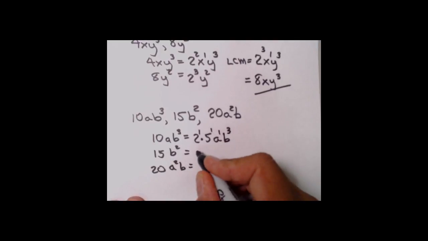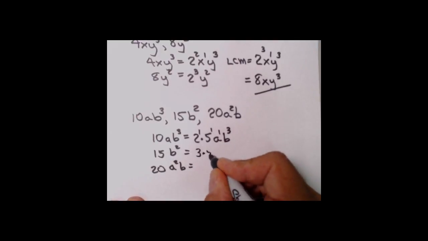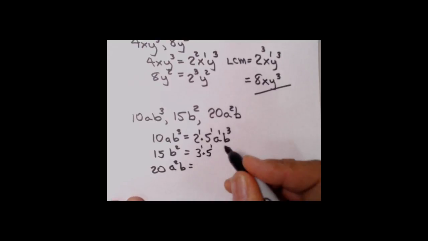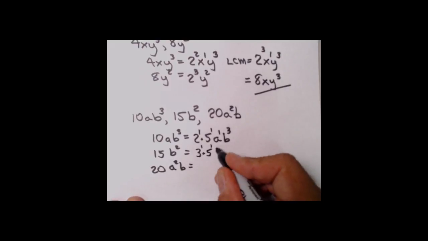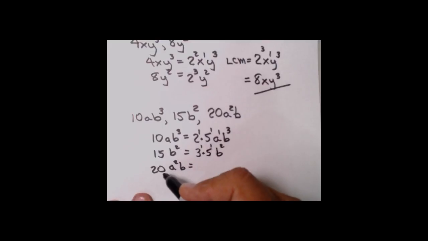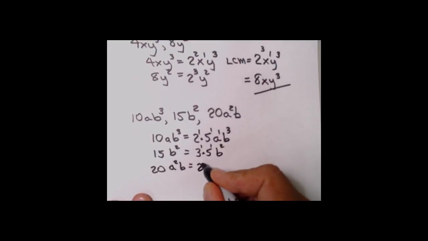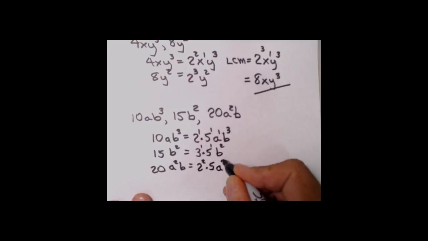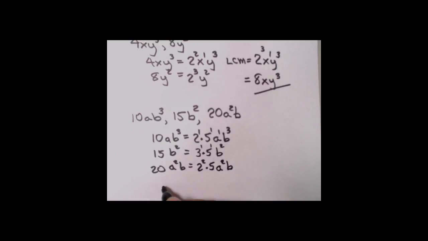15 is 3 times 5. So 3 times 5, both to the first power, and then just b squared. And then the last one down here, 20, is 4 times 5. 4, of course, is 2 squared times 5. That's 4 times 5 is 20. And then the a squared b. Okay, well, here are all the prime factorizations.